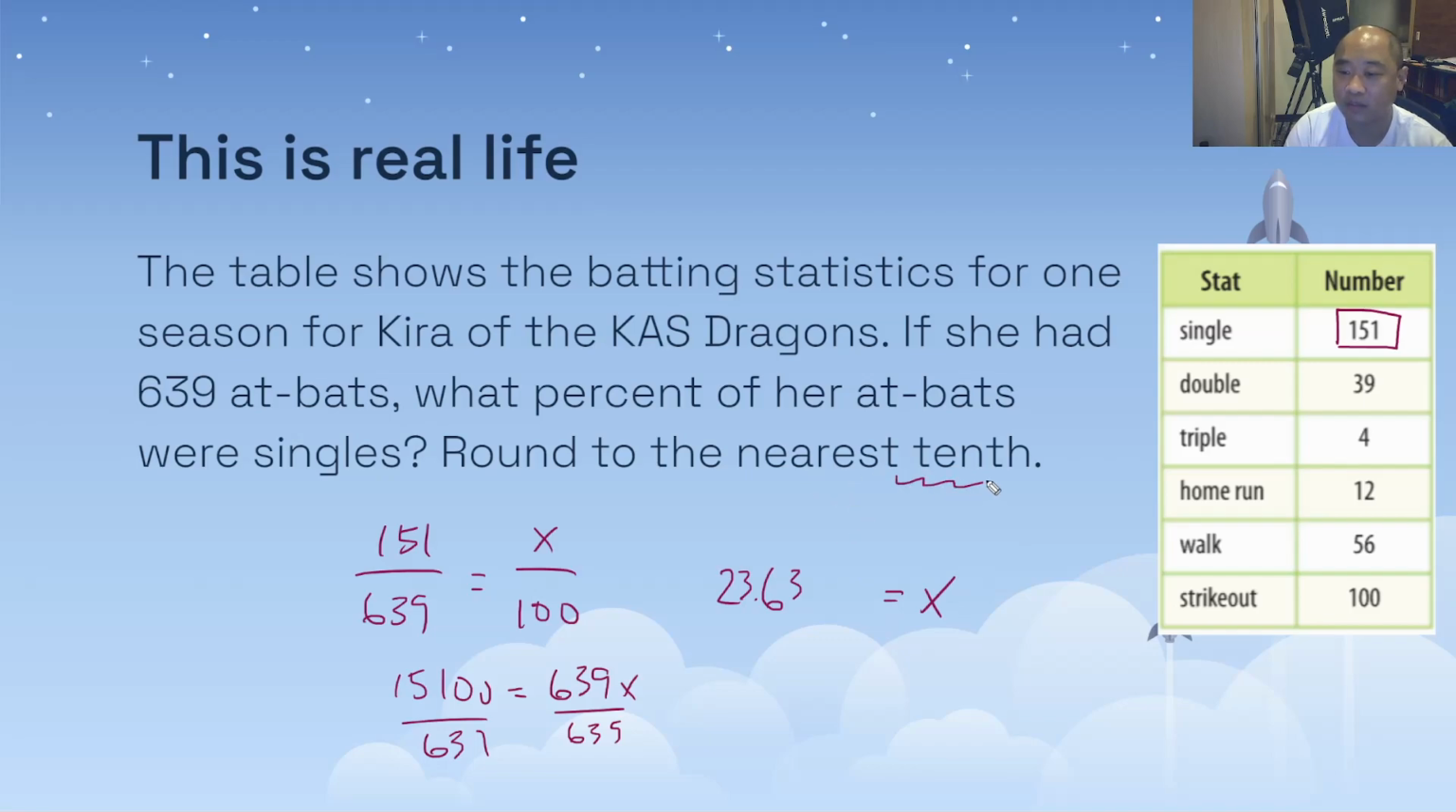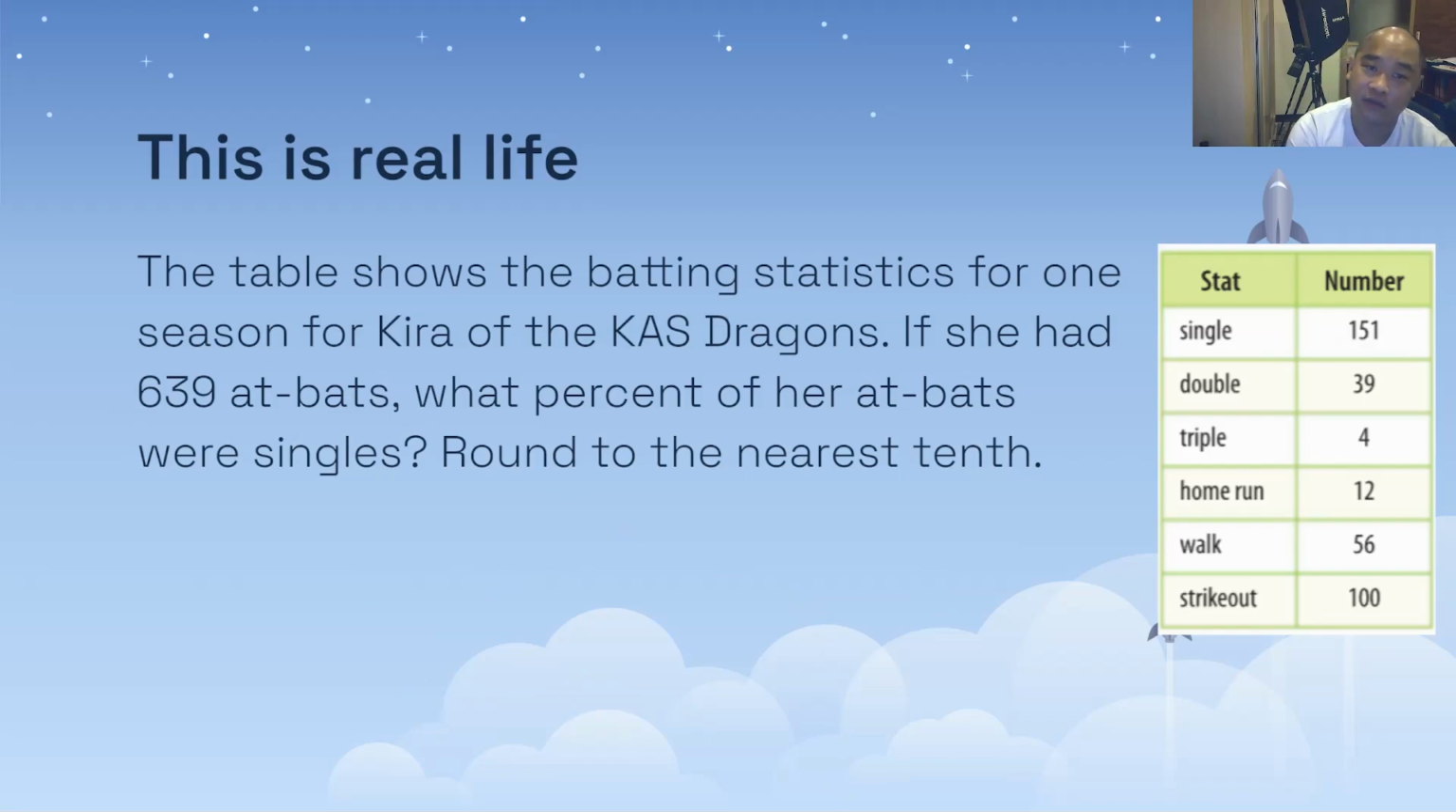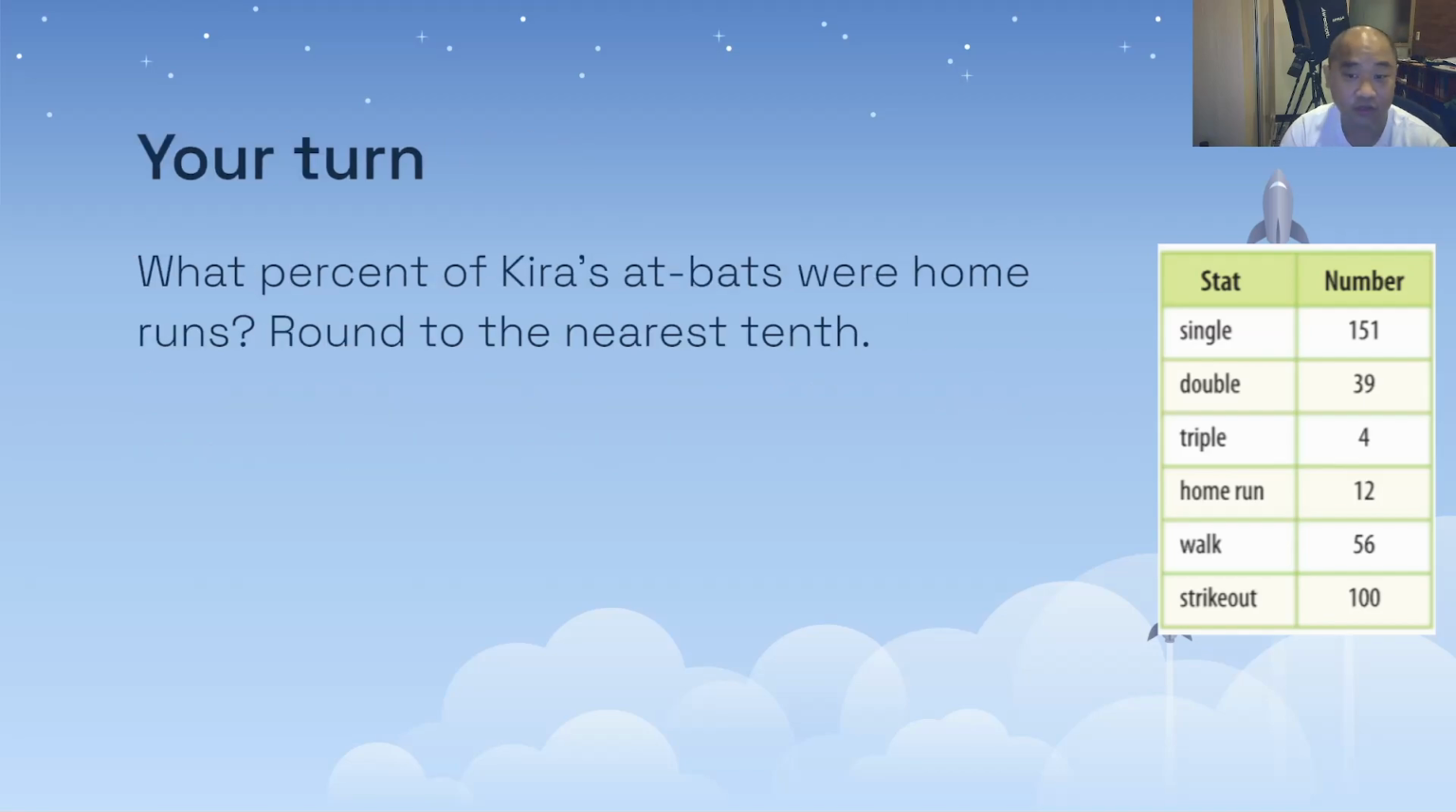But we're rounding to the nearest tenth. The tenth is 1 decimal point here. So we're going to round down because of the 3, right? So that's 23.6%. Not bad. Almost a quarter of the time, she hits a single. Way to go, Kira. I knew you could do it. Your turn. What percent of Kira's at-bats were home runs then?